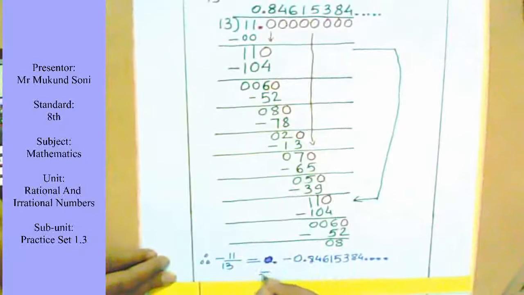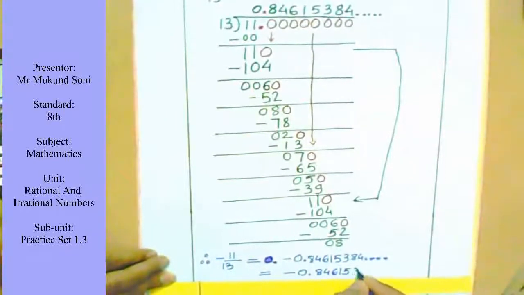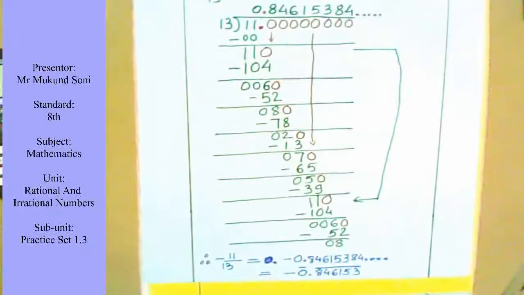Now finalize your answer by showing the recurring pattern in it, that is 8, 4, 6, 1, 5, 3. We will stop at 3 because you see 8 is reappearing after that. So stop up to 3 and draw a bar above 8, 4, 6, 1, 5, 3. There shall not be any bar above 0. Do not draw. Box your answer.